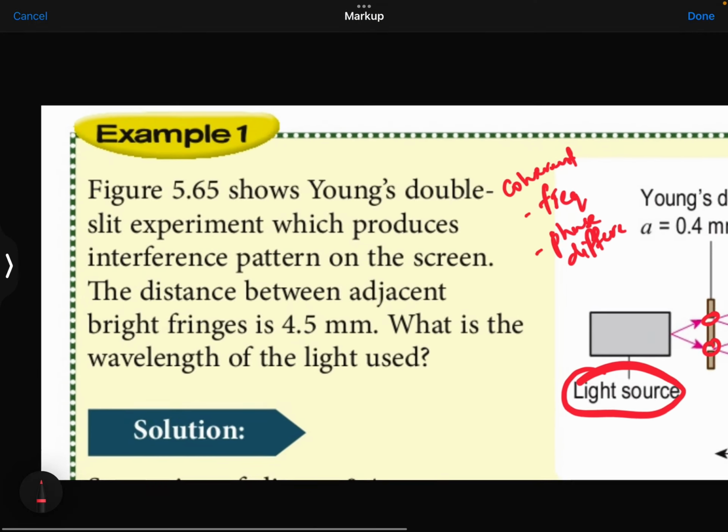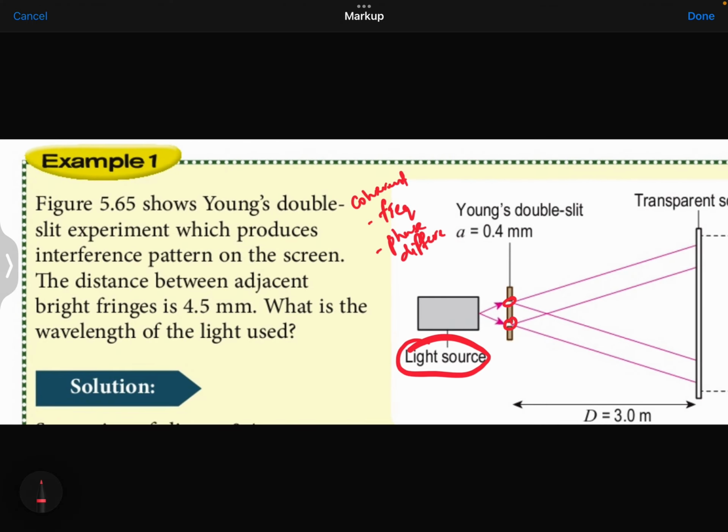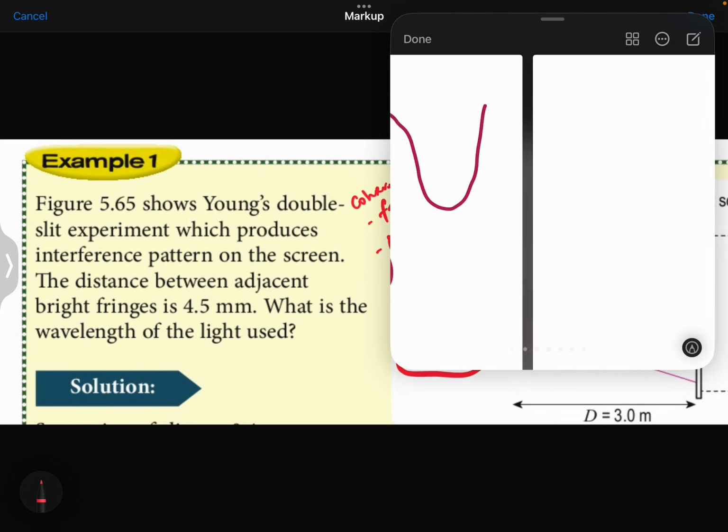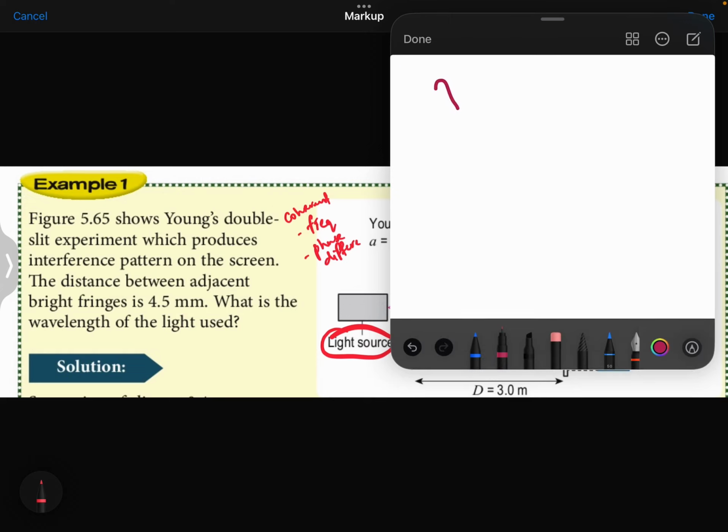And let's look at the question. Figure 5.65 shows Young's double slit experiment which produces a diffraction pattern on the screen. The distance between adjacent bright fringes is 4.5 mm. What is the wavelength of the light used? When you have a question like this, please extract all the information. First of all, you can also write the formula. Lambda equals ax per D. Remember, this is the formula.